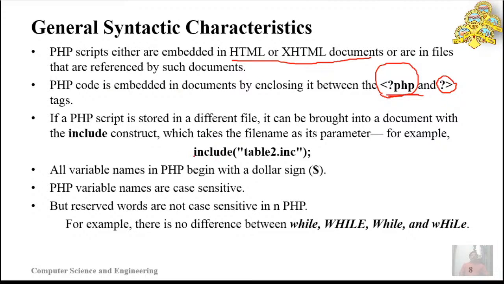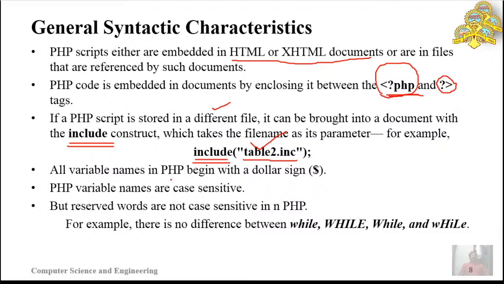If very useful PHP code is stored in a separate file, then we can include it in our file by using the keyword include, which takes a file name as its parameter. For example, if I want to include the file table2.inc in our code, meaning this file contains some useful code or functions, then I can include it in my code by using the include construct. This is similar to the hash include preprocessor directive used in C language.